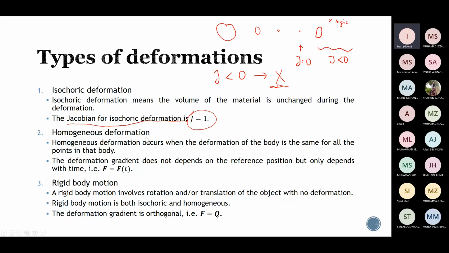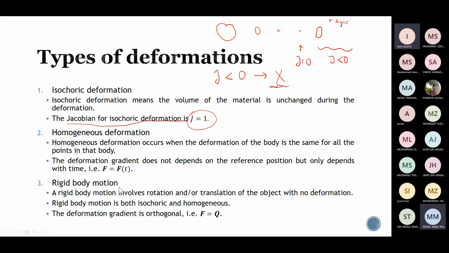Okay, so there are other deformations. We have homogeneous deformation. Homogeneous deformation occurs when the deformation of the body is the same for all the points in that body. So the deformation gradient does not depend on the reference position, but only depends on time. So this is homogeneous deformation.